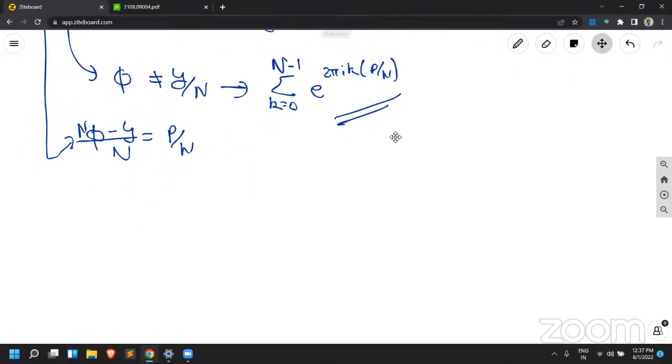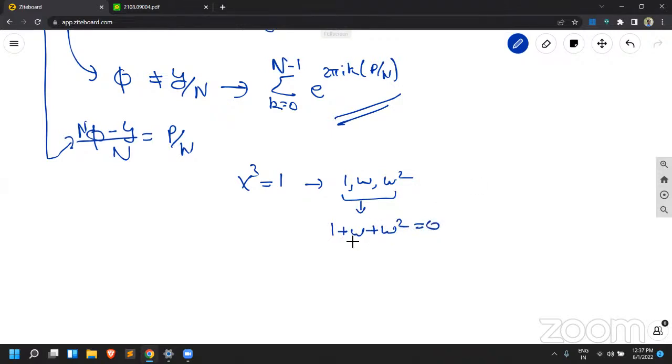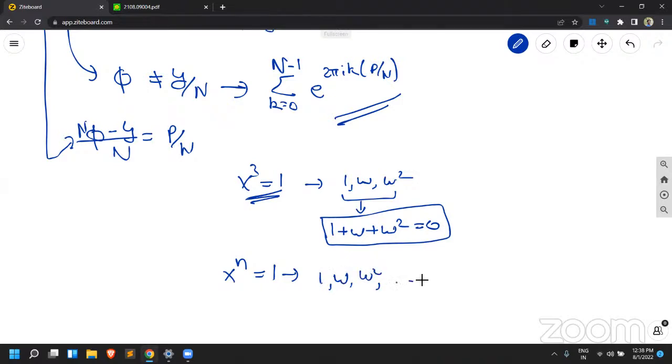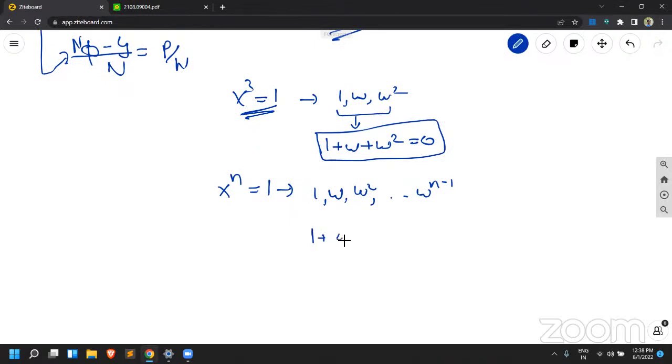Now if you look carefully, you'll find that this is nothing but the solution to the nth root of unity. Let's say we have x cube equal to 1. We all know from basic mathematics that it has three solutions, which we call 1, omega, and omega square. And these three solutions have a property: when you sum them up, 1 plus omega plus omega square, you will obtain 0. This is the property that we are going to use. This is a special case. The general case is x to the power n is equal to 1. This gives us n solutions, which are 1, omega, omega square, up to omega to the power n minus 1, and it also holds this property: 1 plus omega plus omega square plus so on up till omega to the power n minus 1 is equal to 0.